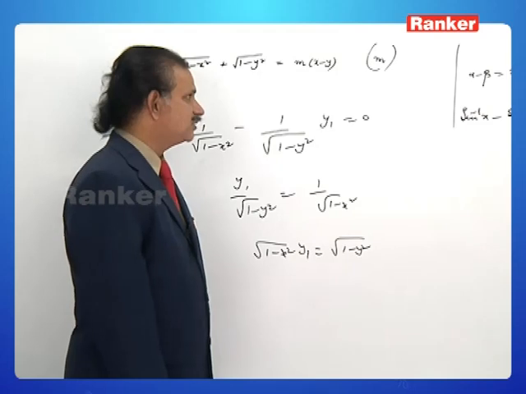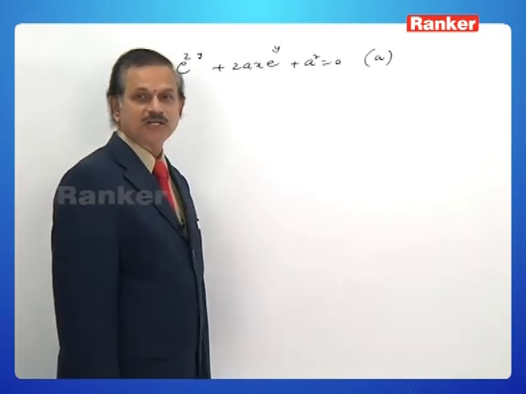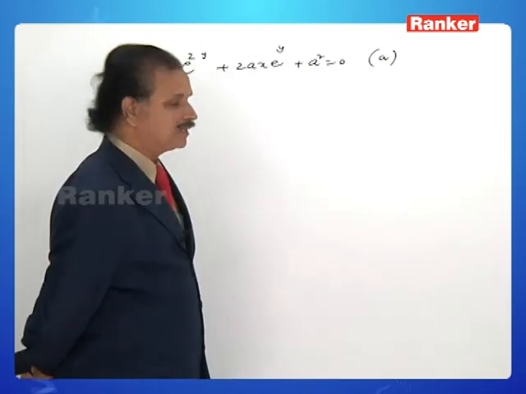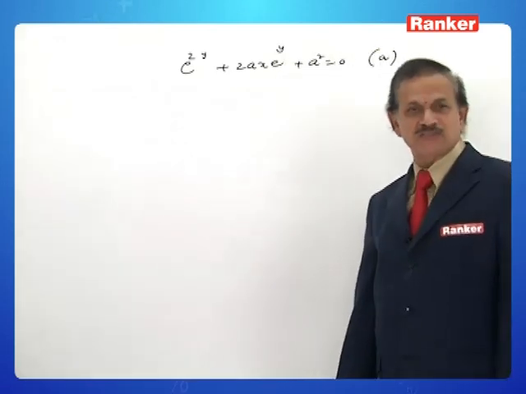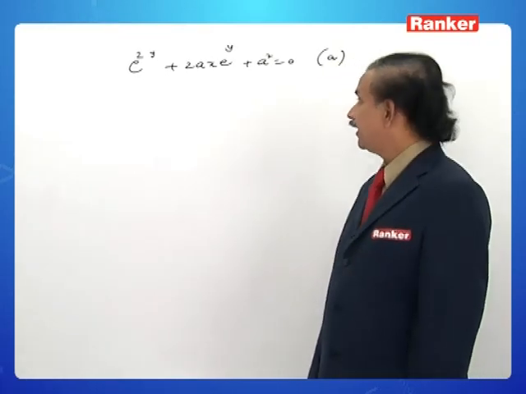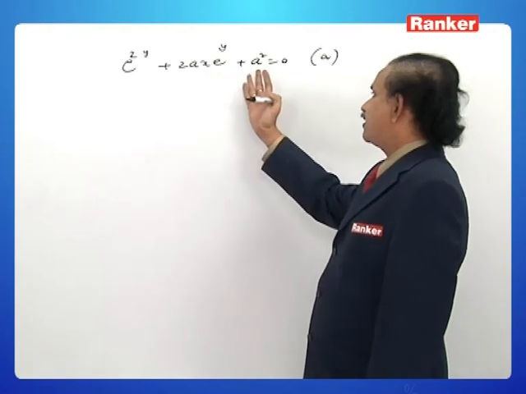Yes, this is about the problem. What is the differential equation whose solution is this? e power 2y plus 2ax e power y plus a square is equal to 0. That is the new problem for us on the board. Please follow it carefully. a lies at two different places, one is here and another is here.